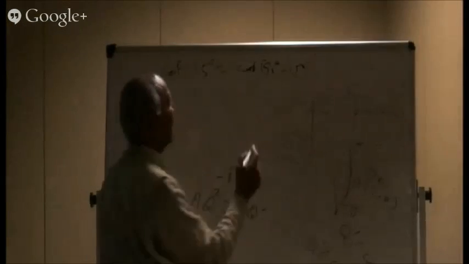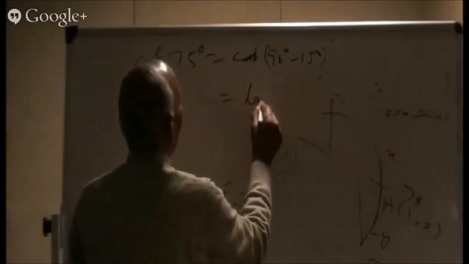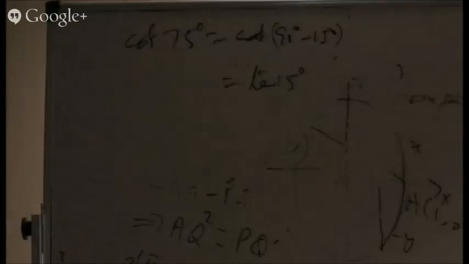What is this cotangent of 75? Can you write it as cotangent of 90 minus 15? Is it right? 75, I can write 90 minus 15. So can I write it in the form of tangent? It's pi by 2 minus this, tangent of pi by 2 minus this. So that will give you tangent of 15.